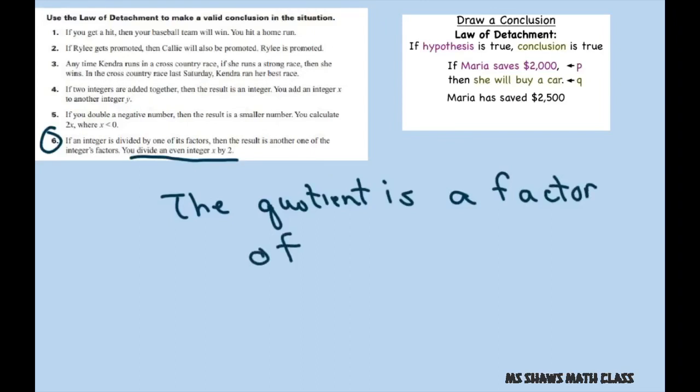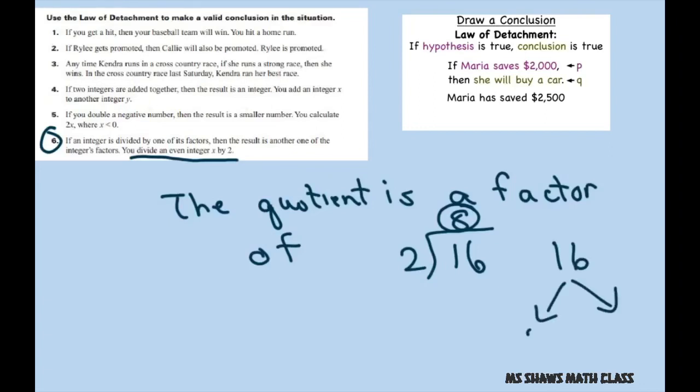So if you divide an even number by 2, let's try 16. You divide that by 2, you get 8. So that means 8 is a factor of 16. Factors meaning that if you divide this up by factors, you get 2 and 8.